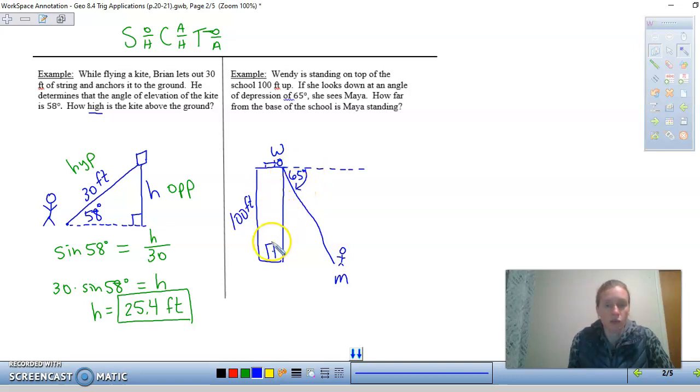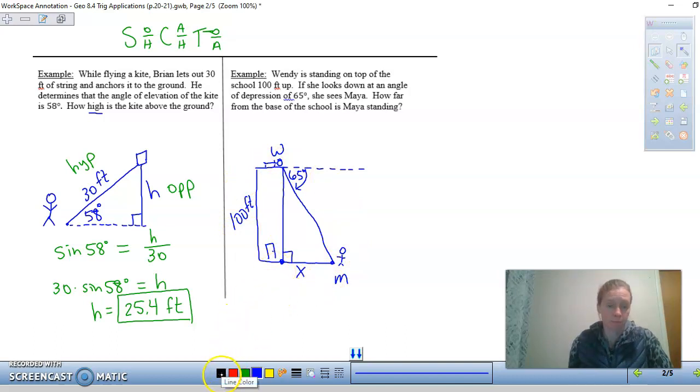We are going to assume that the school is built straight up and down. And then the question is, how far from the base of the school is Maya standing? So here we are looking for this length from the base to Maya. Again, the hard part is just drawing the picture and interpreting the problem.